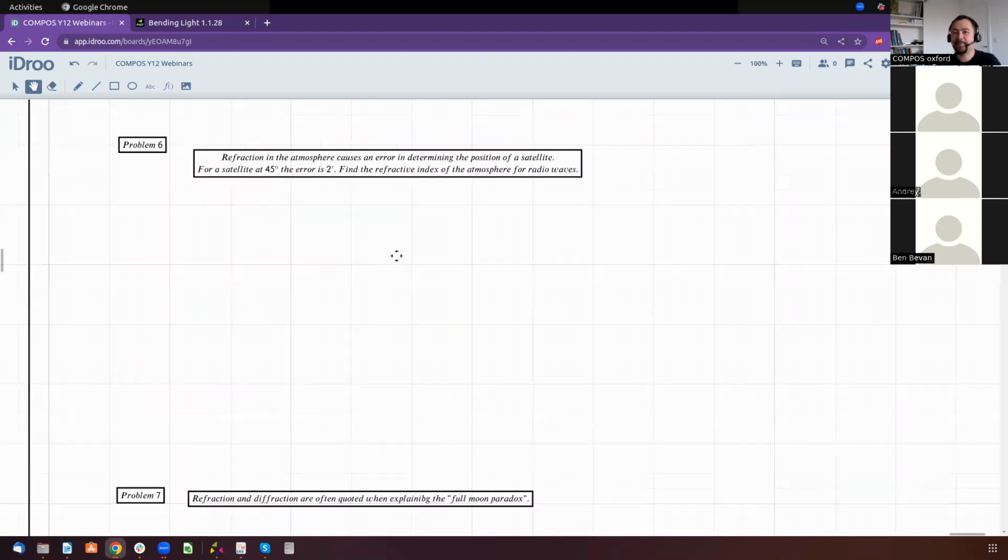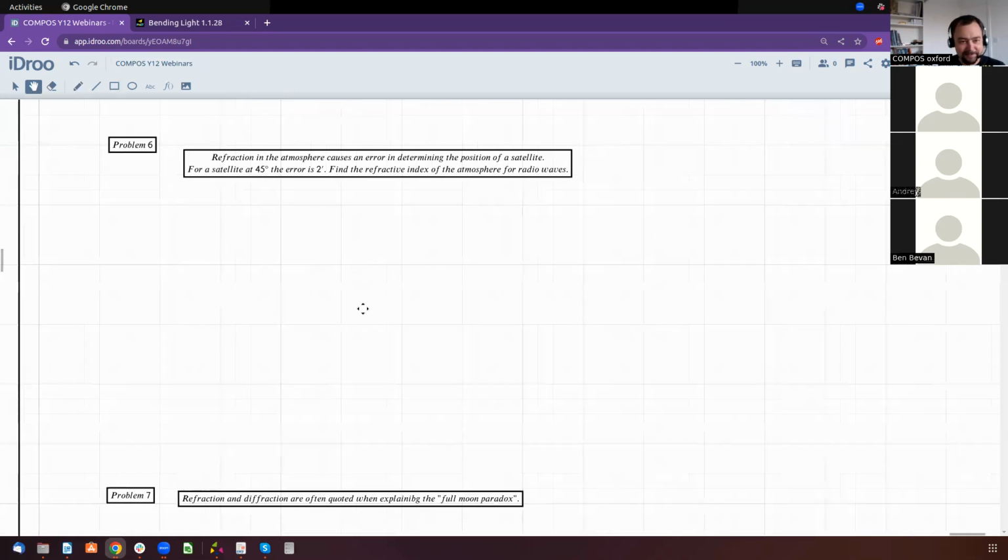So time to relax. Refraction in the atmosphere causes an error in determining the position of a satellite. For a satellite at 45 degrees, the error is 2 minutes. Find the refractive index of the atmosphere for radio waves. Okay, so first of all, does everyone know what a minute is?